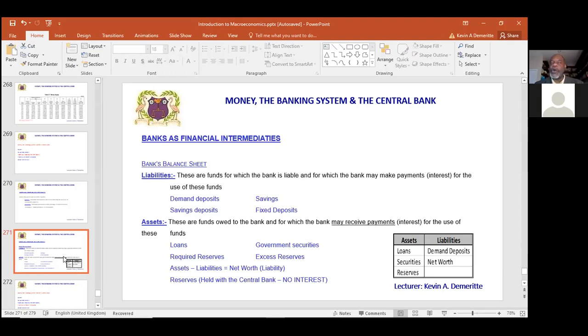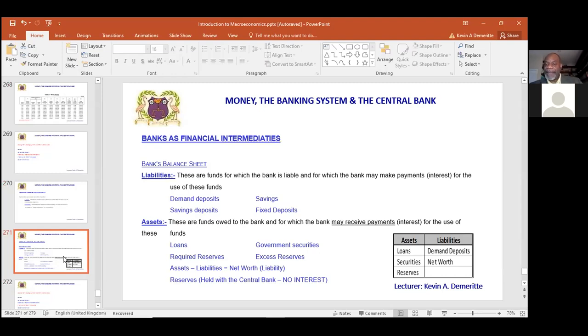On the other hand, the other side of the bank's balance sheets are what we call assets. These are funds that are owed to the bank and which the bank may receive payments or interest for the use of these funds. So the bank lends you money. As far as the bank is concerned, that loan that they gave to you is an asset to the bank because they expect to get that money back with interest.